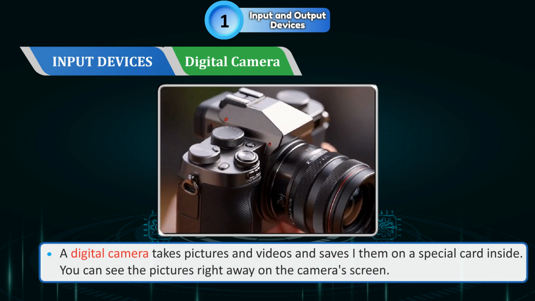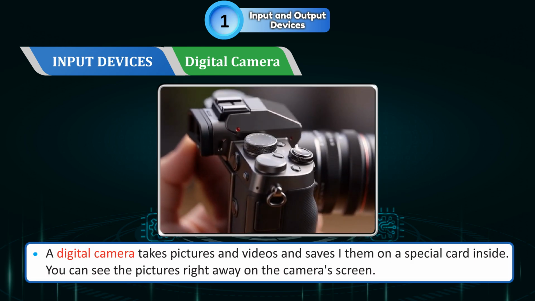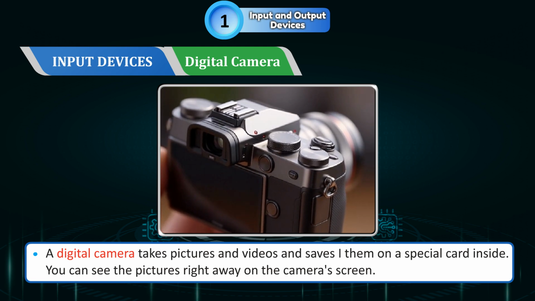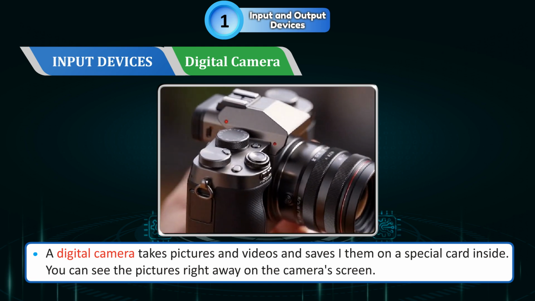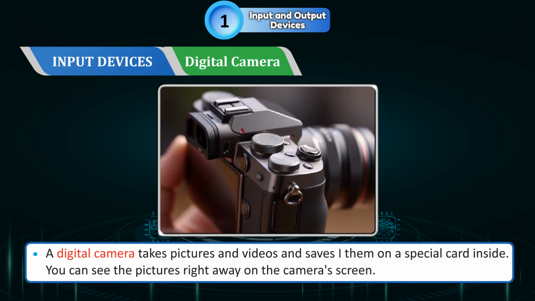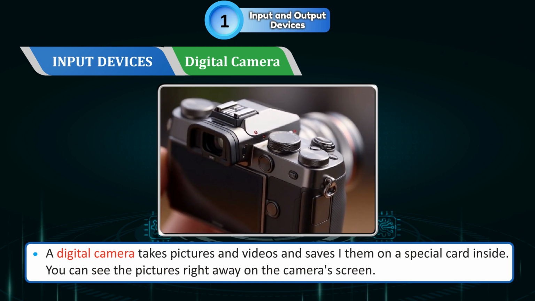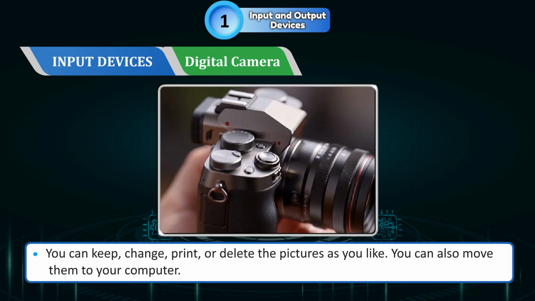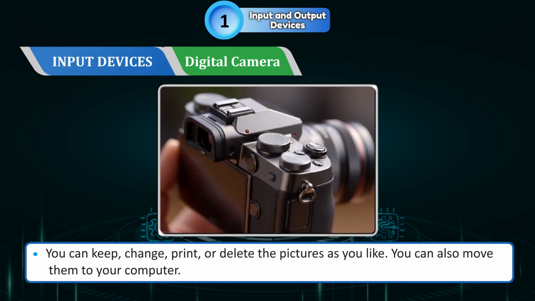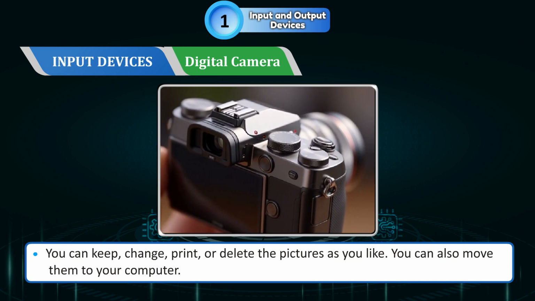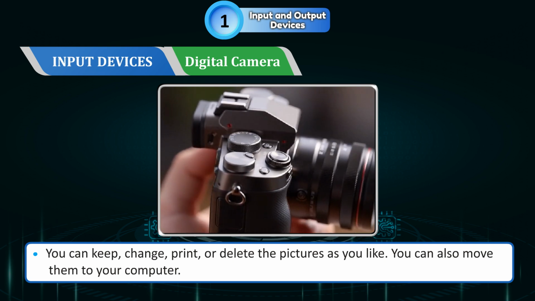Digital camera. A digital camera takes pictures and videos and saves them on a special card inside. You can see the pictures right away on the camera screen. You can keep, change, print or delete the pictures as you like. You can also move them to your computer.